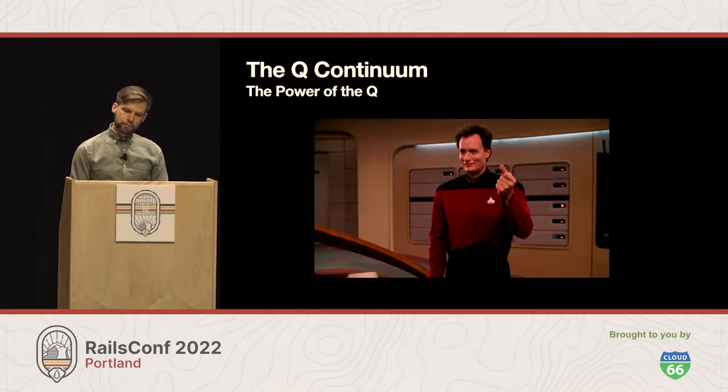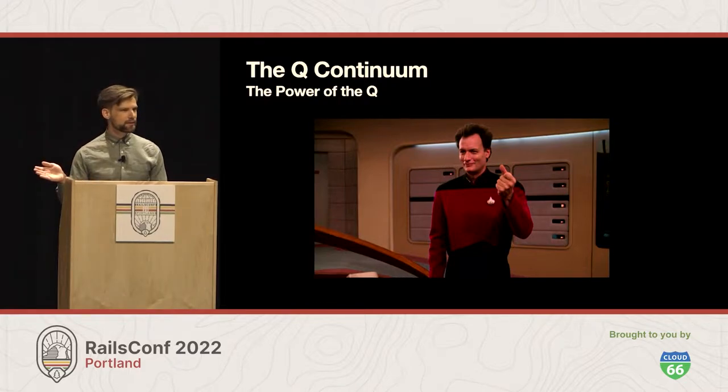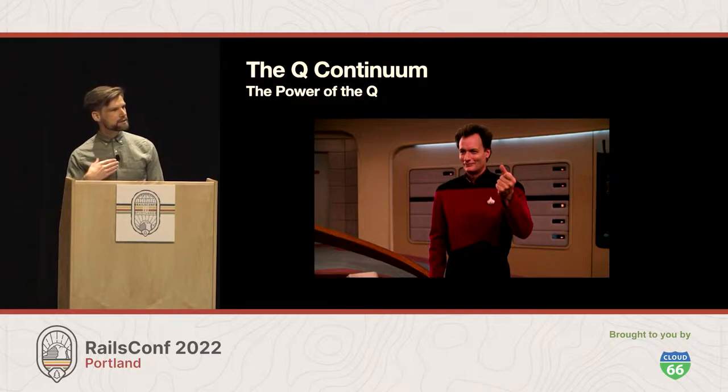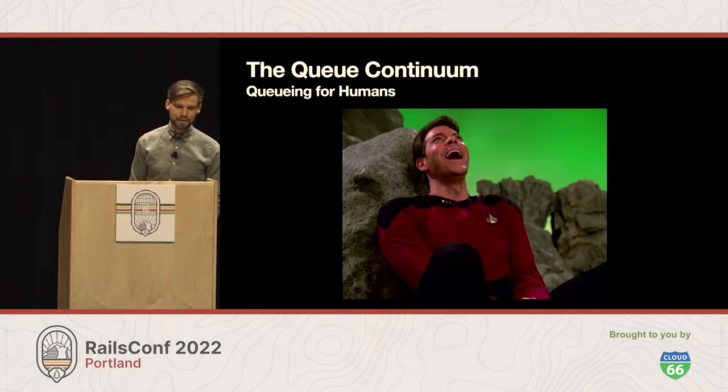So if we were Q, we could just snap our fingers and everyone could be beamed to safety. He could beam an entire colony off of a planet. In one episode, he actually launched the Enterprise onto the other side of the galaxy. Spoiler alert, I know it's been like 30 years. That's how they introduced the Borg. Riker had the ability to have the power of the Q. But as humans, we have to queue.